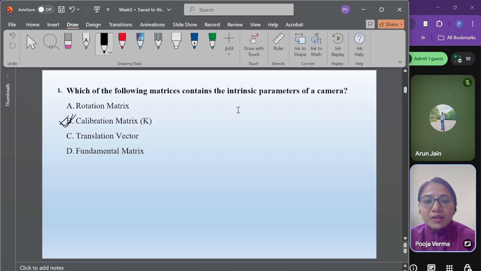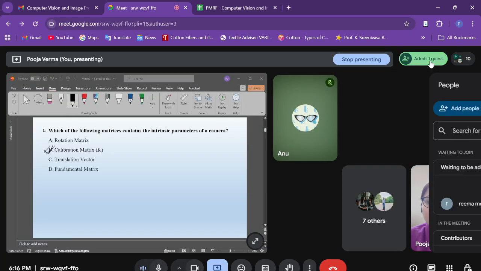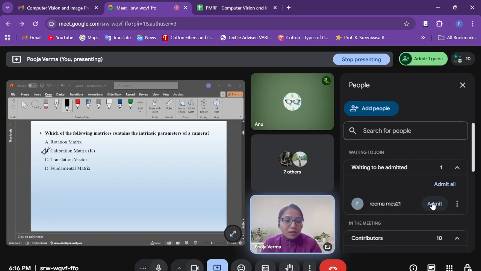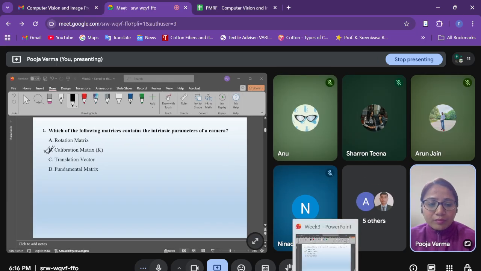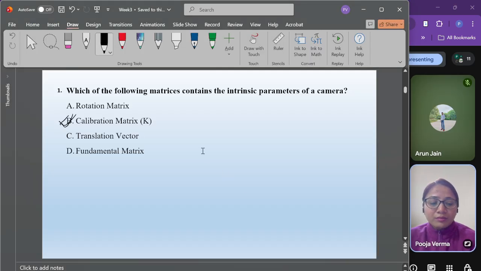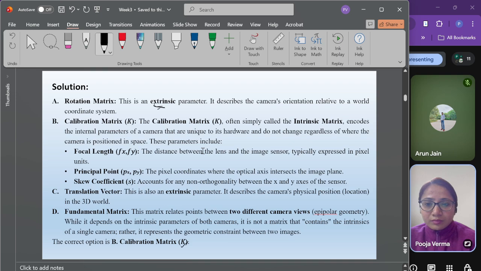Option B is the correct answer for this question. Which of the following matrices contains the intrinsic parameters of the camera? The intrinsic parameters are all contained in the calibration matrix. Have you understood?